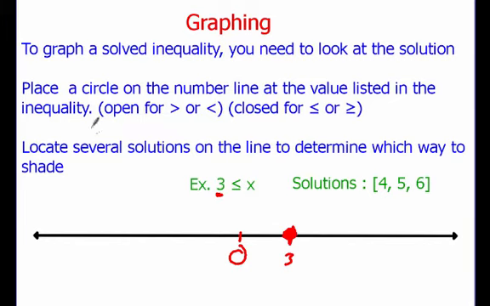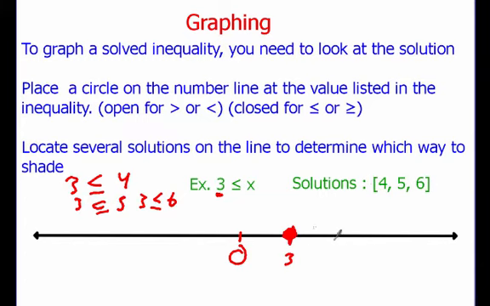Now, we need to shade this graph in one way or the other. And the way we do that is we want to locate several solutions on the line, and then that will help us determine which way to shade. For example, I listed some solutions here, 4, 5, and 6. If I plug these in, I can say, well, 3 is definitely less than or equal to 4, because 3 is less than 4. 3 is less than or equal to 5. And 3 is less than or equal to 6. These inequalities are all true, so these numbers are all in the solution.